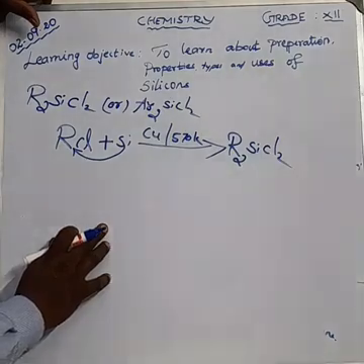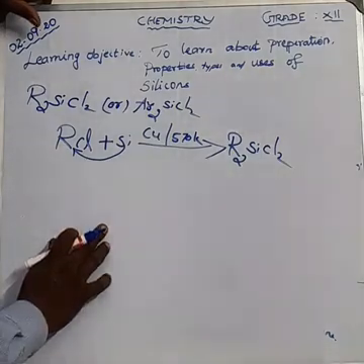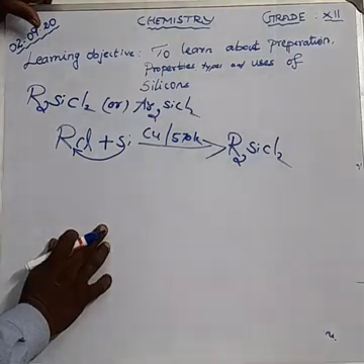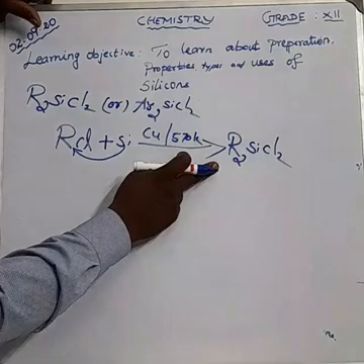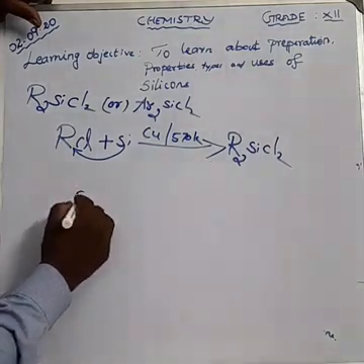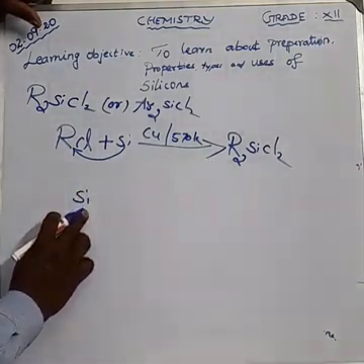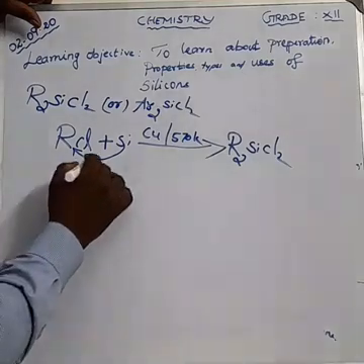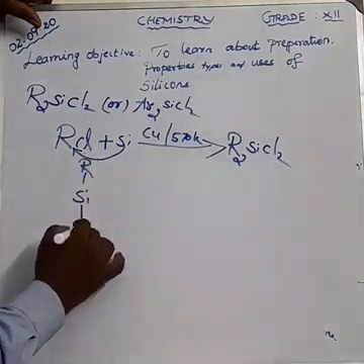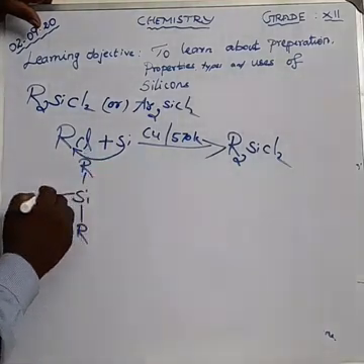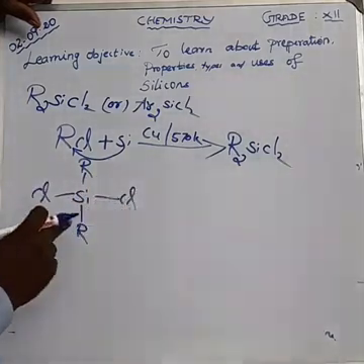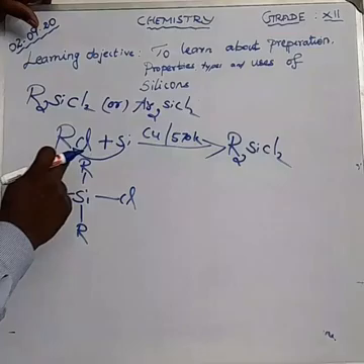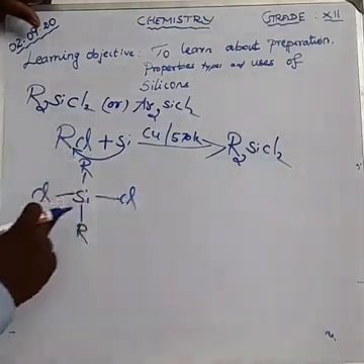The hydrolysis of dichlorosilane gives a straight chain polymer. Dialkyl dichlorosilane can be written with silicon at the center. At the top and bottom we write the alkyl groups, and at both the ends we write chlorine. What is the name of this compound? Dialkyl dichlorosilane.